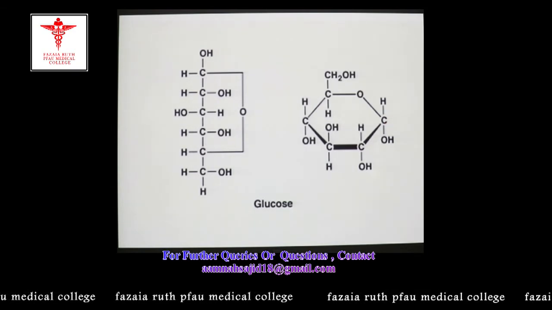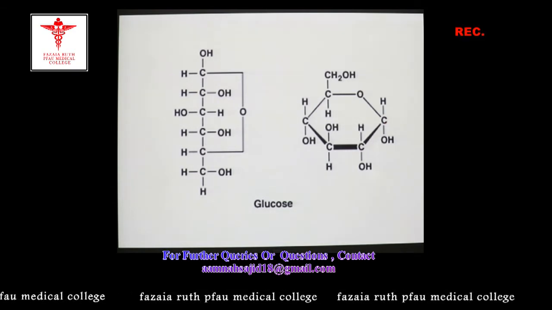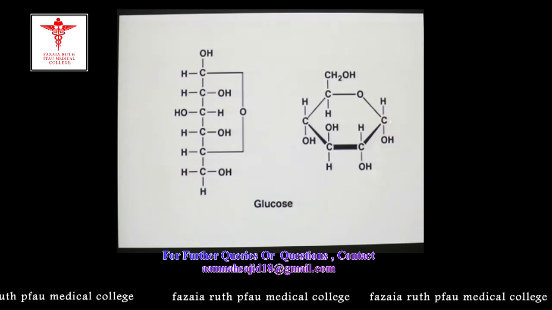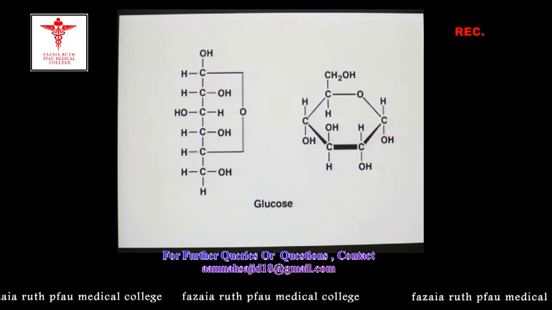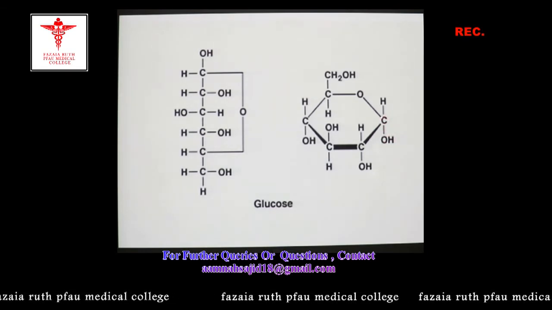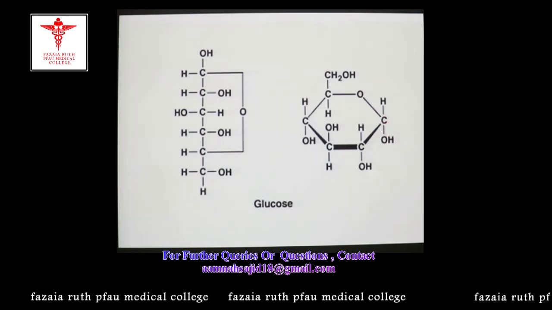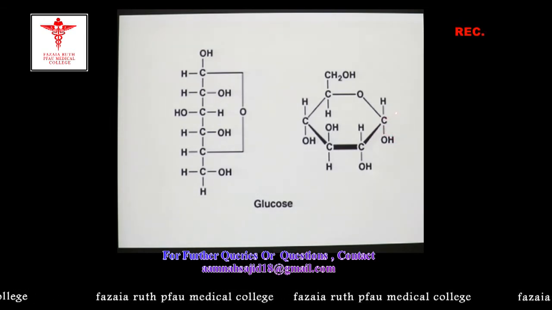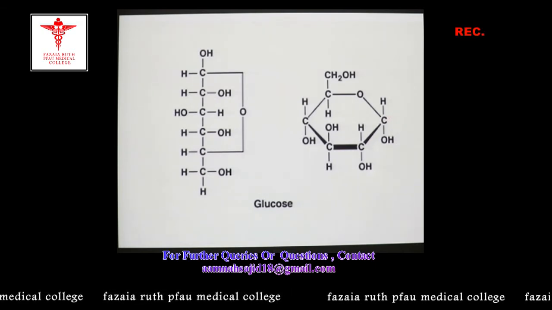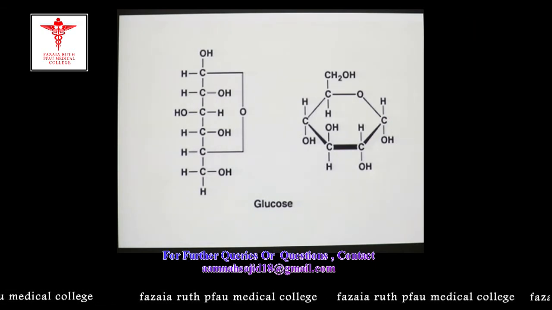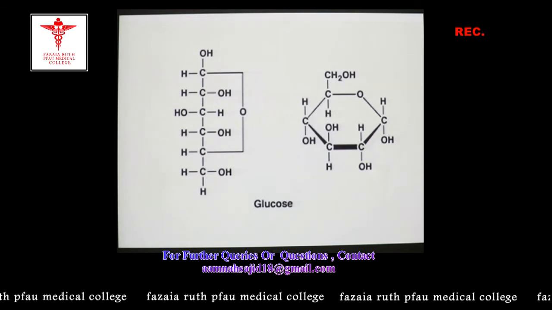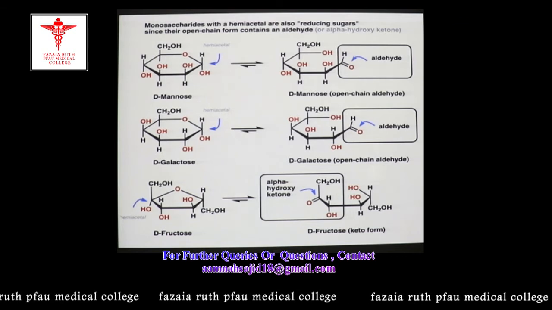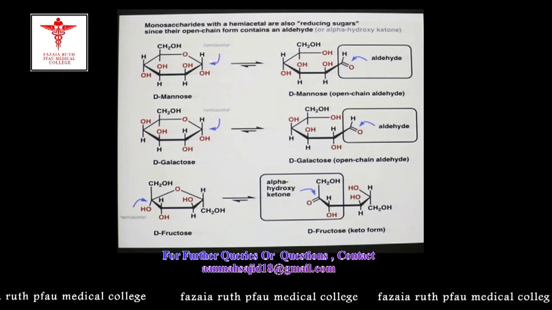An easy way to remember whether a sugar is reducing or not is to see whether there is a hydroxyl group attached to the anomeric carbon atom or not. If a hydroxyl group is attached to the anomeric carbon atom, then that sugar would be reducing in nature. But if there is no hydroxyl group attached to the anomeric carbon atom, then that sugar would be non-reducing in nature. Okay, what does a hydroxyl group attached at the anomeric carbon atom signify?